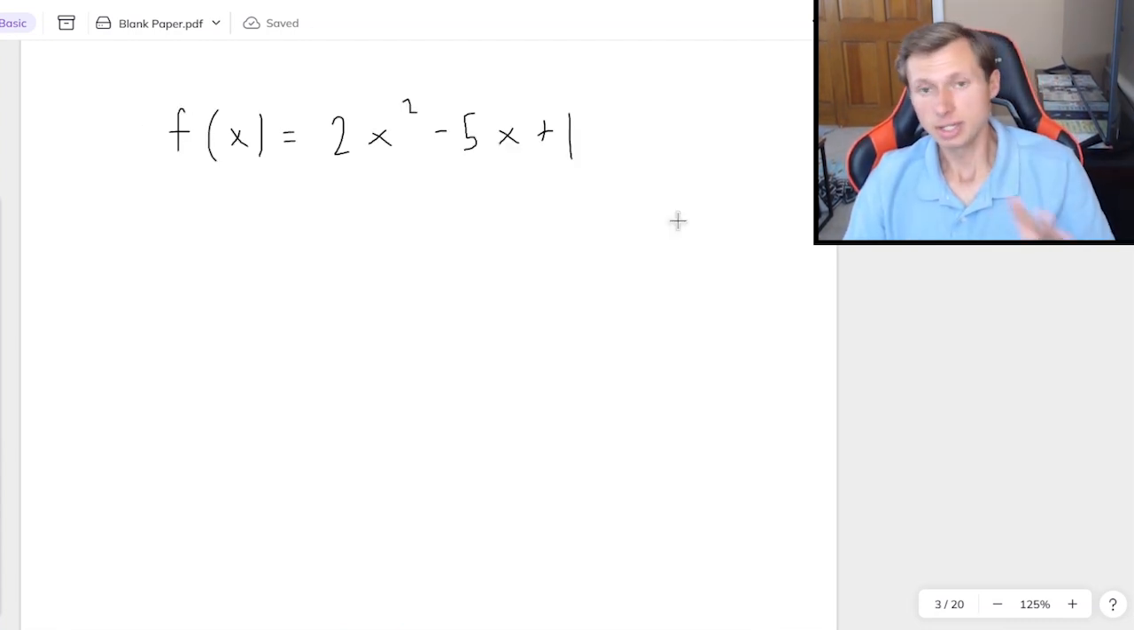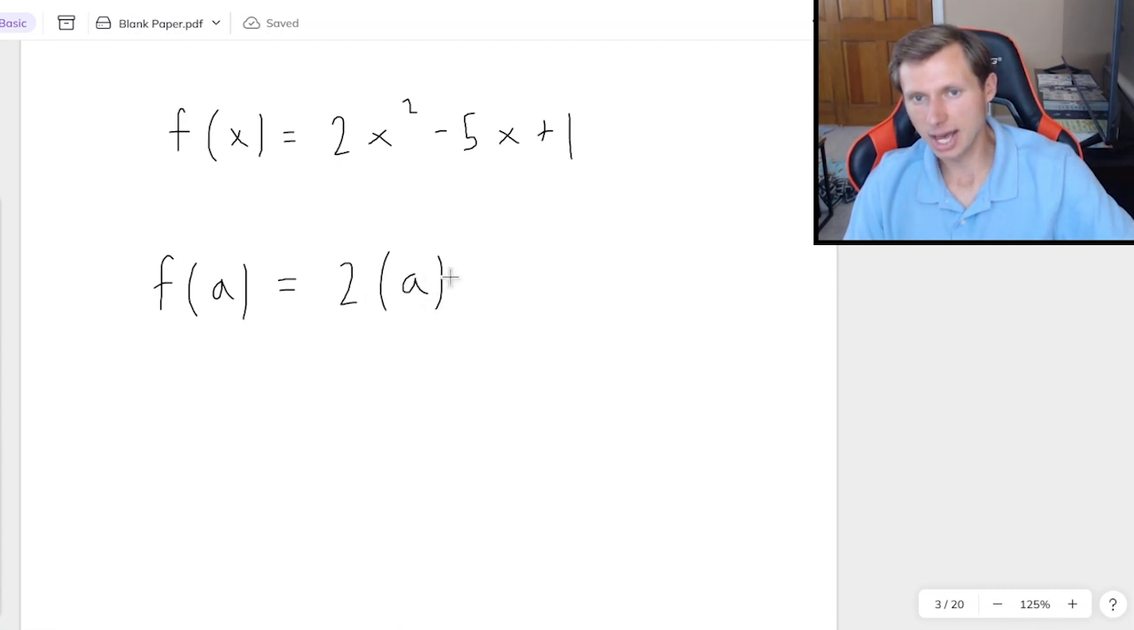Now for the next one, still the same function starting out. I'm going to ask for something weird this time. This time I want you to find f of a. How would I do that? Well, again, the rule applies the same. I just replace every x with an a in parentheses like this.